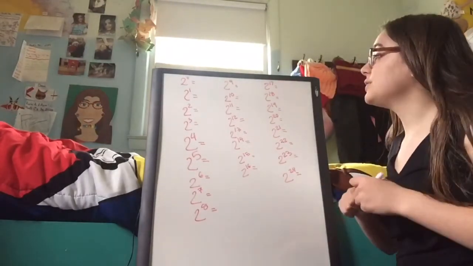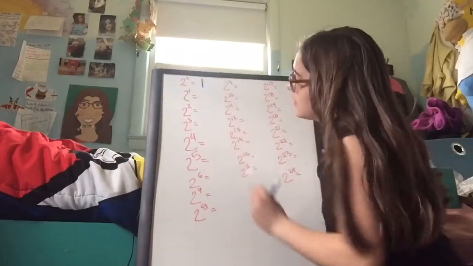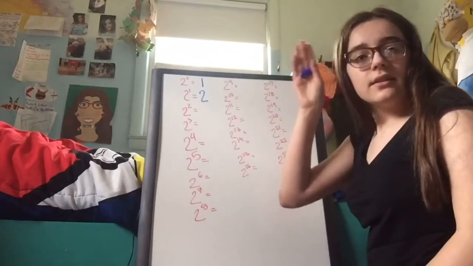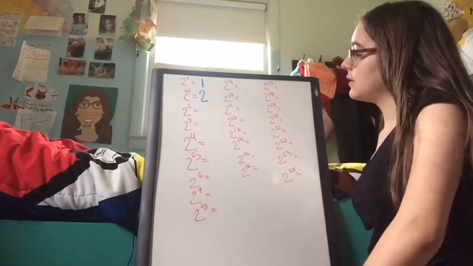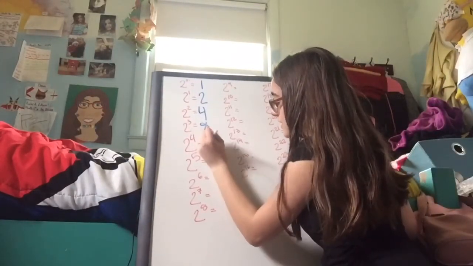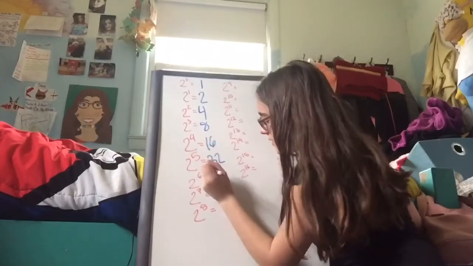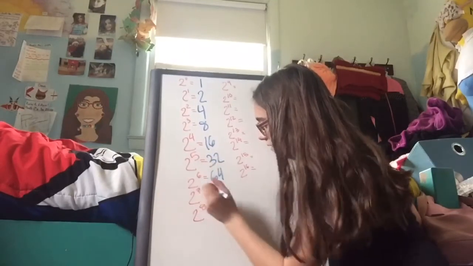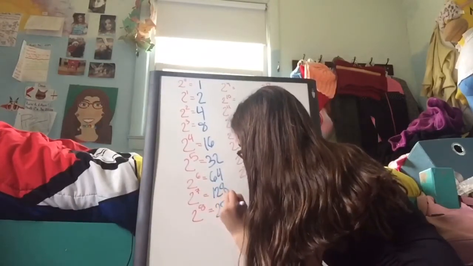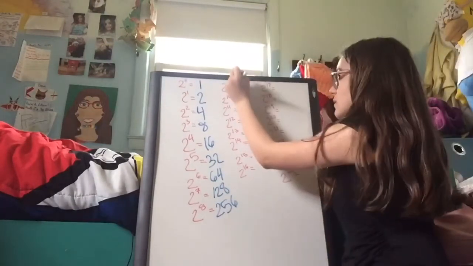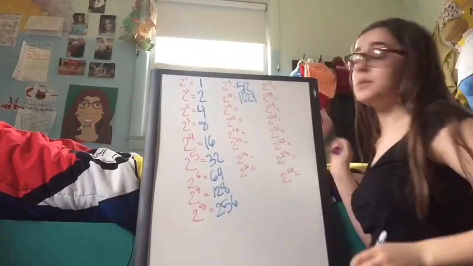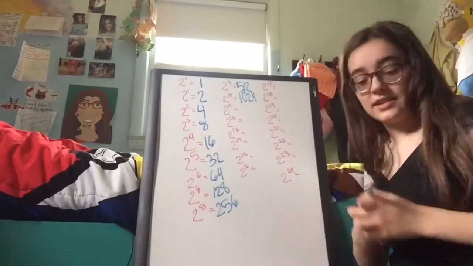So, 2 to the 0 is 1, 2 to the 1 is 2, 2 squared is 4, 2 cubed is 8, 2 to the 4th is 16, 2 to the 5th is 32, 2 to the 6th is 64, 2 to the 7th is 128, 2 to the 8th is 256, 2 to the 9th is 512, 2 to the 10th is 1024. Hey, that's kind of cool. It starts with 10. It's 2 to the 10.